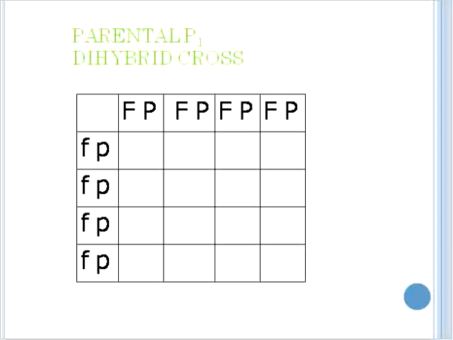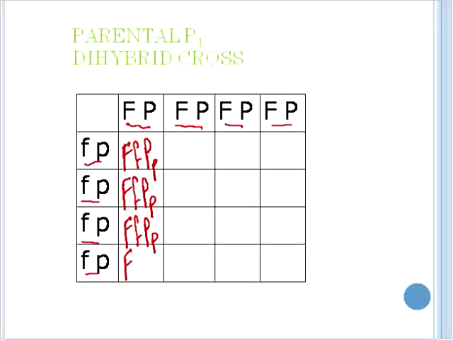So we set up our parental cross. Again, we're writing all the possible gametes from both parents across the top and down one side. We then transfer the gametes through. So this one would be big F, big P, big F, big P, big F, big P, big F, big P, and so on until you are completed.